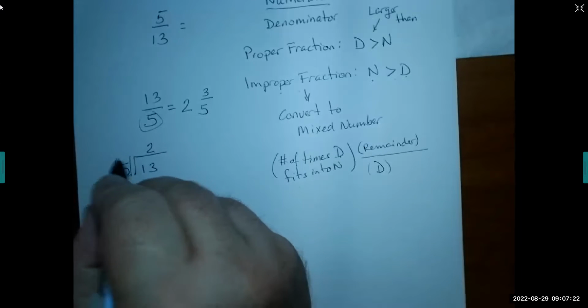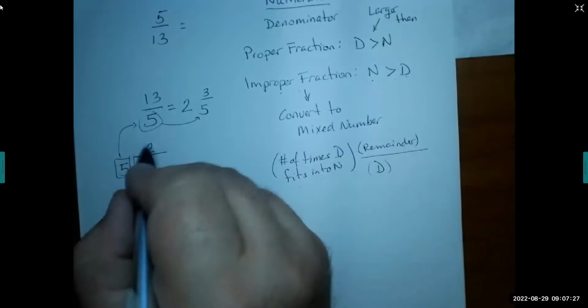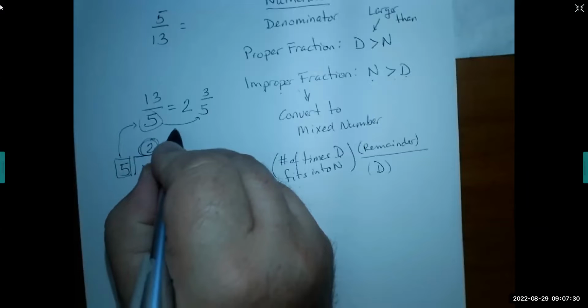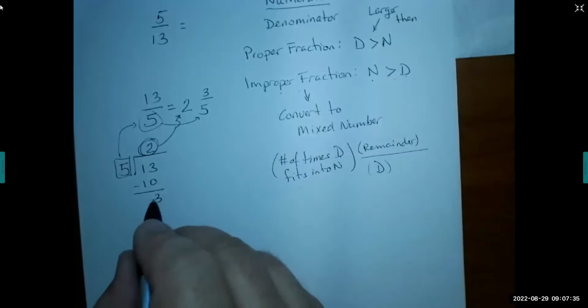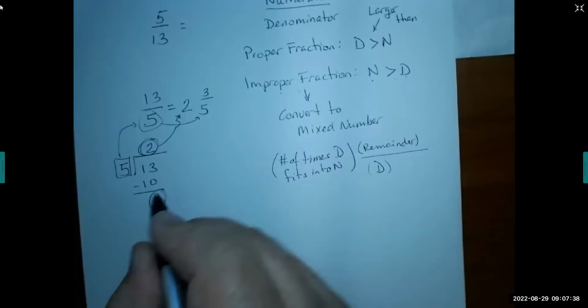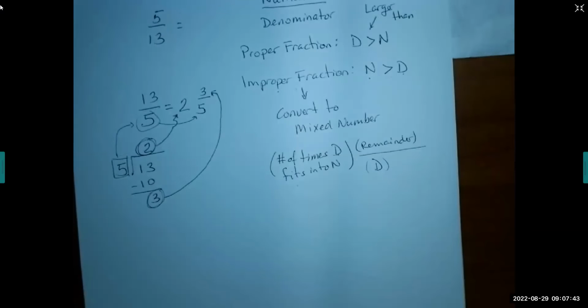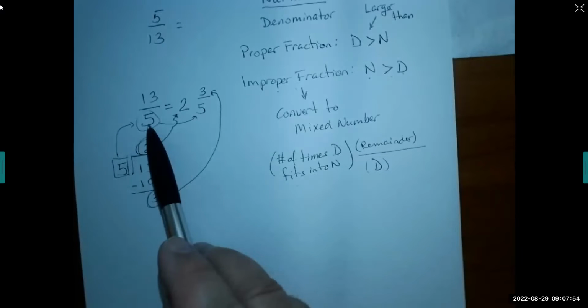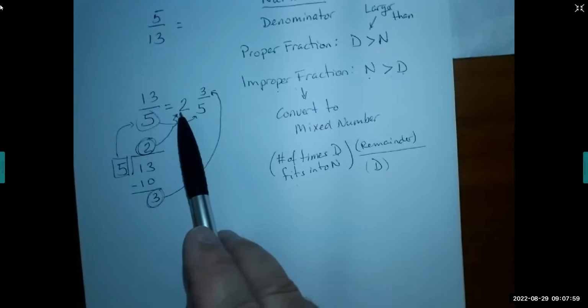Remember, this is your denominator. This is the number of solid times it fits in there. And the remainder is your numerator. That's what this says. Whatever your denominator is, stays your denominator. The number of times it fits in there, solid, with whatever left over.